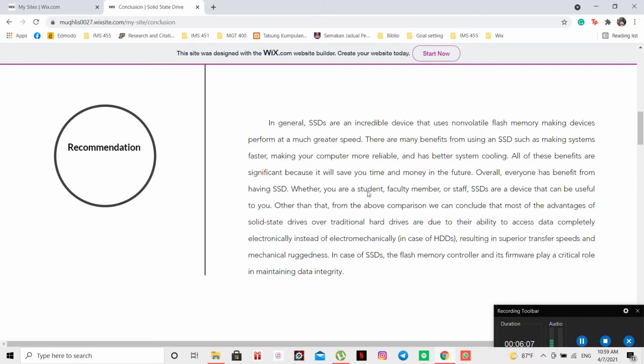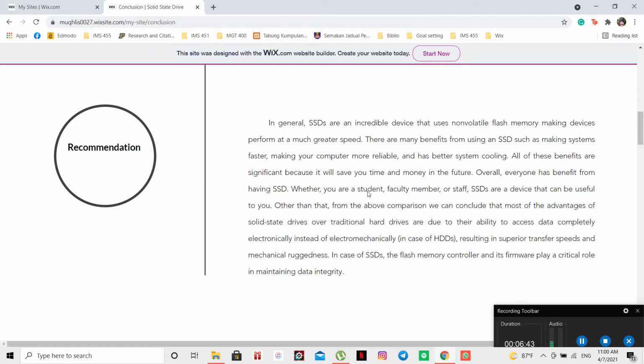We also have a recommendation about SSDs. In general, SSDs are an incredible device that use non-volatile flash memory, making devices perform at a much greater speed. There are many benefits from using an SSD, such as making the system faster, making the computer more reliable, and better system cooling. All of these benefits are significant because they will save you time and money in the future. Overall, everyone benefits from having an SSD, whether you are a student, faculty member, or staff. SSDs are a device that can be useful to you.